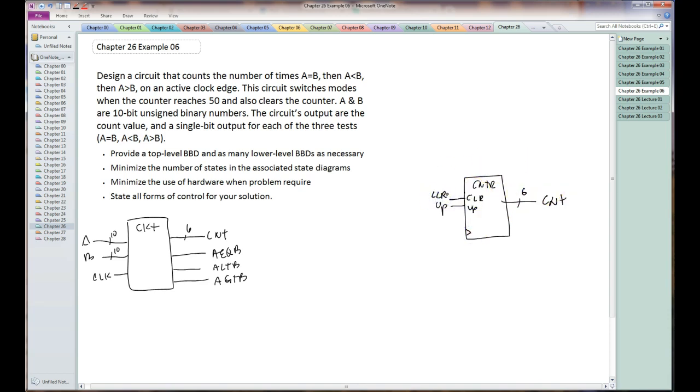So there's our counter. I'm not actually sure what to do with the clear yet. I know we need to clear the circuit, so I know I need a clear. I'm not exactly sure how it works, and that's okay, I'll figure it out later as I put more stuff down. The next thing this circuit obviously has is a comparator. It's making comparisons. So there's your A.